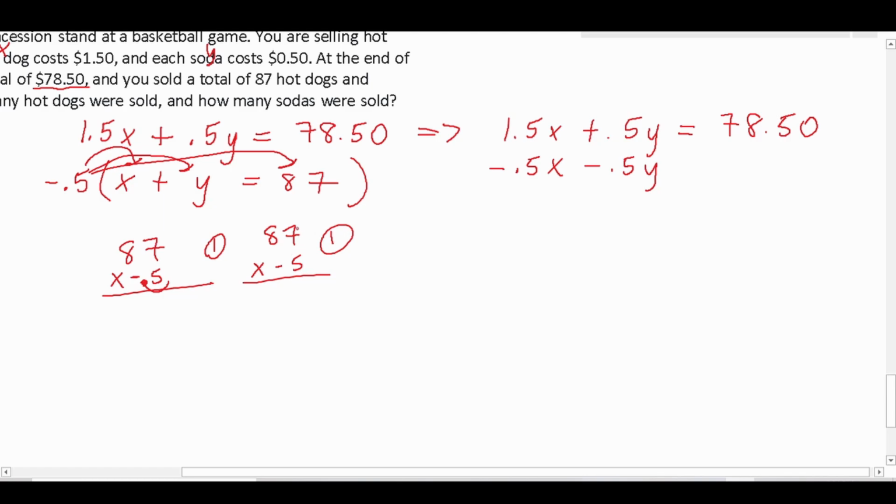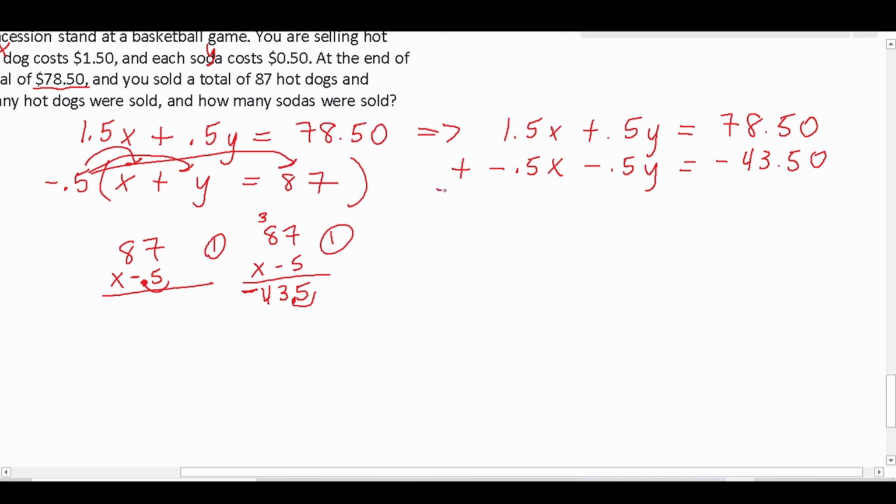7 times 5 is 35. Carry the 3. 8 times 5 is 40, plus 3 is 43. We know this is negative. A positive times a negative is a negative. Shift our one decimal back in. So we know that this is negative 43.5. And we can add a 0 on the end of that as a placeholder.